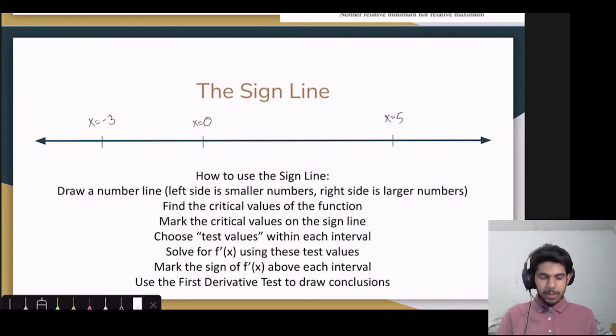So we've marked them. Now, again, we choose test values within each interval. So if we're looking at this interval here, -infinity to -3, I just choose some test value in between.